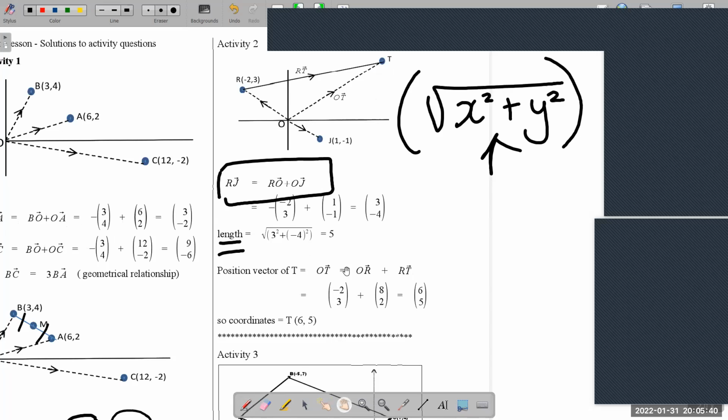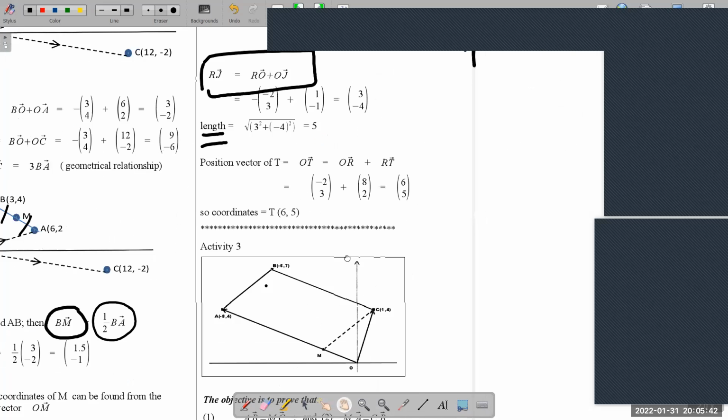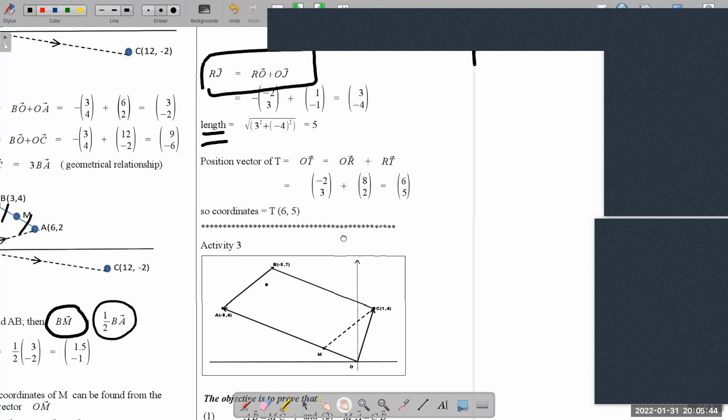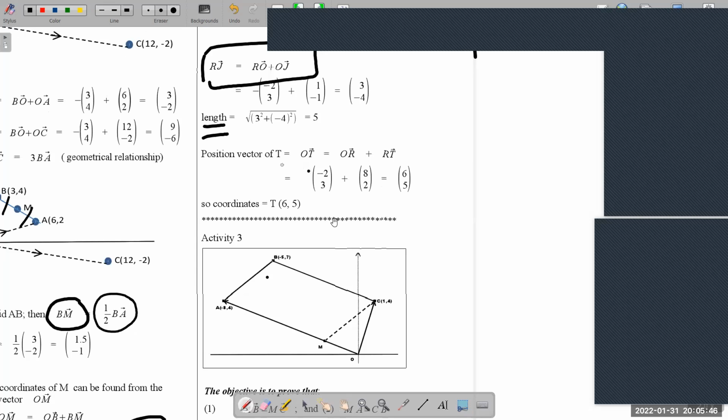So since we're going to end here, let's just scroll through. What do you realize again? Look, the formula here again. You want OT. What is OT equal to? OR plus RT. OT, R in the center. All right.